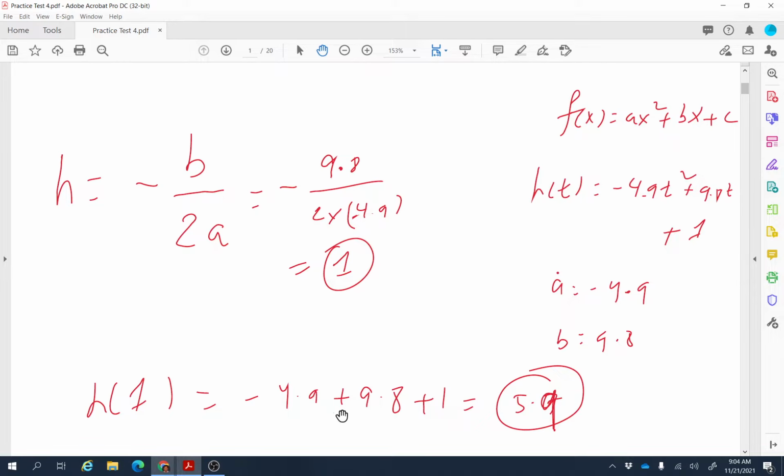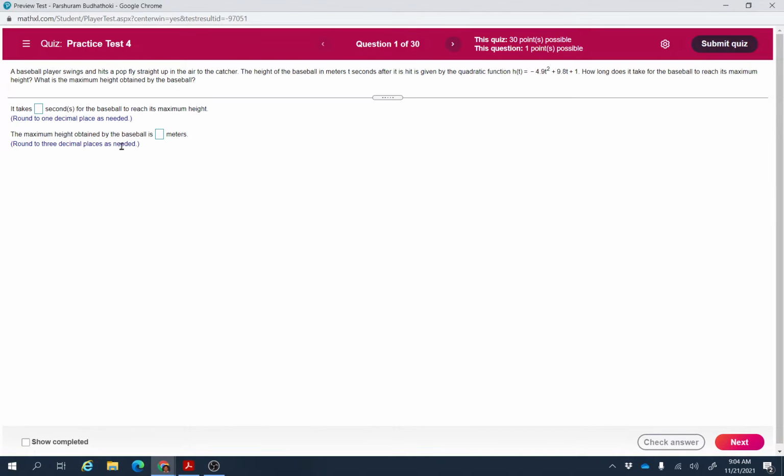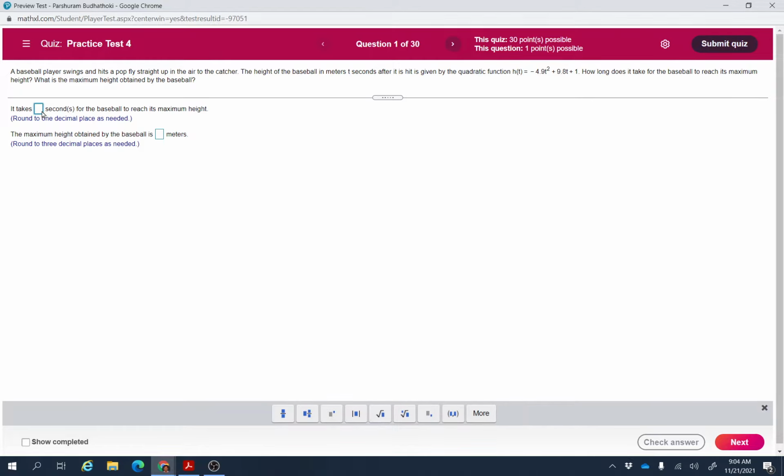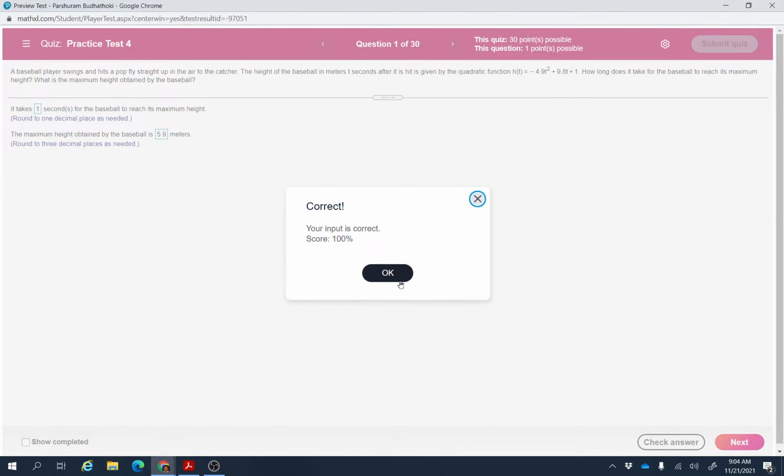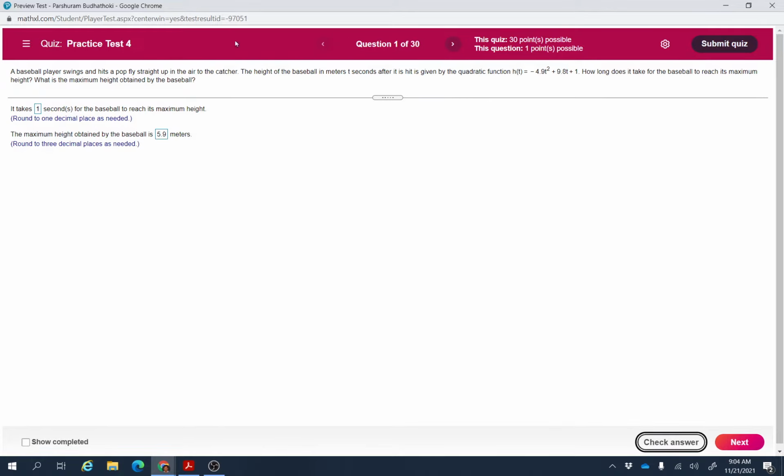Okay, so if you go back to this problem, it takes 1 second for the baseball to reach its maximum height, and that height is 5.9 meters. That's right. So basically, whenever in this class you are asked to find a maximum or minimum, you are looking for the vertex of that quadratic function.